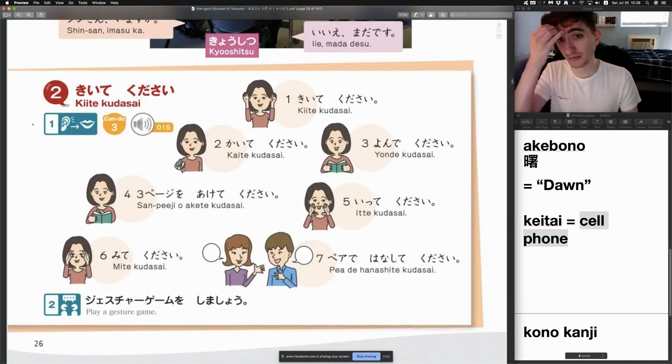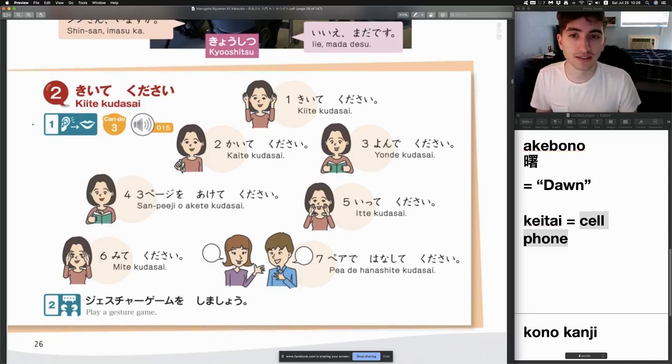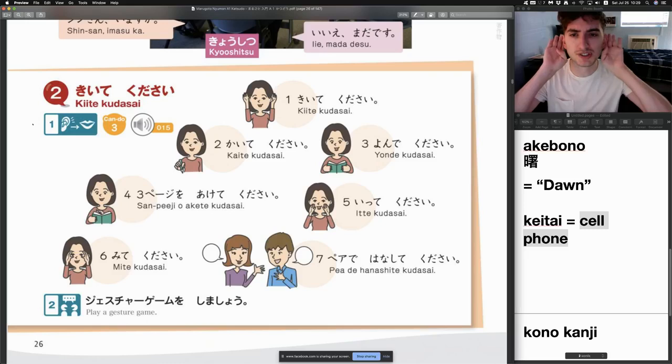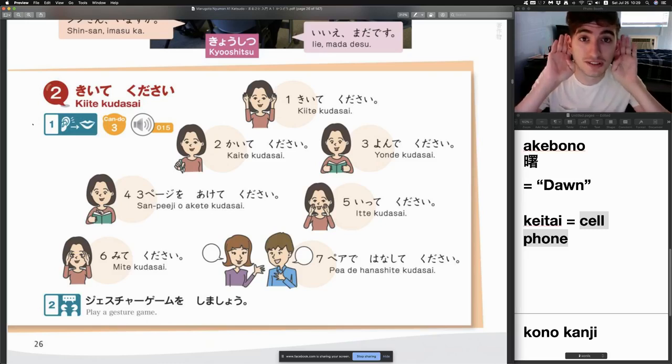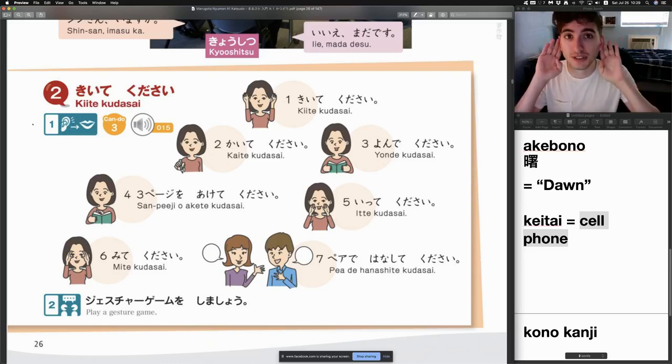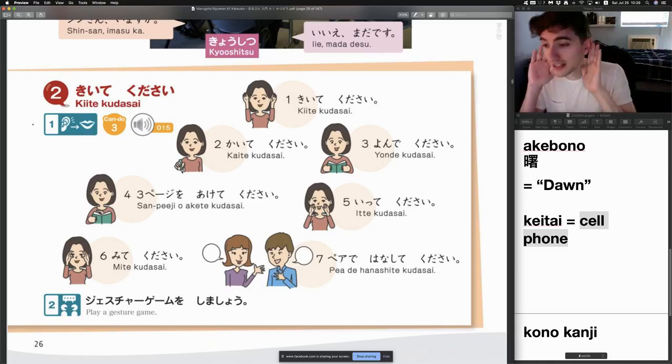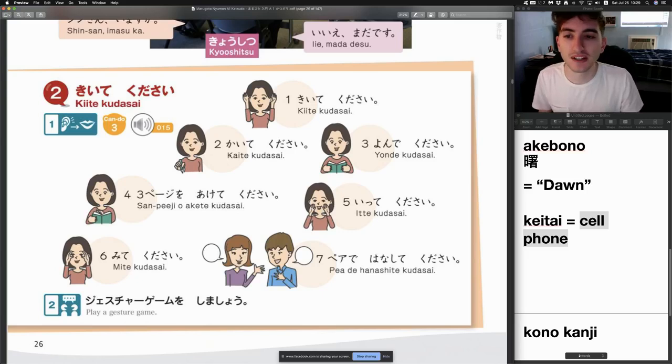Okay, let's look at some more phrases. These are commands, more like requests, I guess, that you will hear in the classroom. 聞いてください. And you'll notice the picture here. She's showing her ears, right? She wants to listen. 聞いてください means please listen. The teacher, the sensei, will use this often with students. あ、聞いてください. Listen up, right?